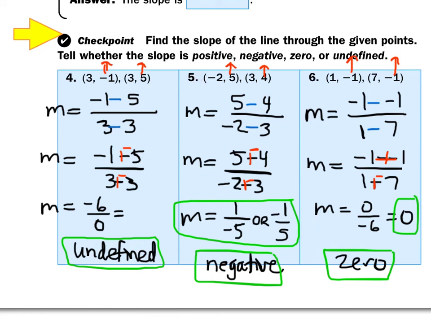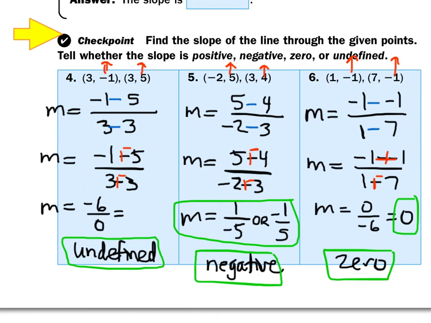Alright, and then take a look at number 5. We have negative 2 comma 5, so let the y's rise, and 3 comma 4, let the y's rise. So then write m equals, and put your fraction bar, 5 minus 4 over negative 2 minus 3. And then add a line and change the sign. So you get 5 plus negative 4 gives you 1 on top, and negative 2 plus negative 3 gives you negative 5 on the bottom. So you can tell me that the slope is 1 over negative 5, or you can say negative 1 over positive 5. Either way, though, the fraction is negative, so this line would have a negative slope.